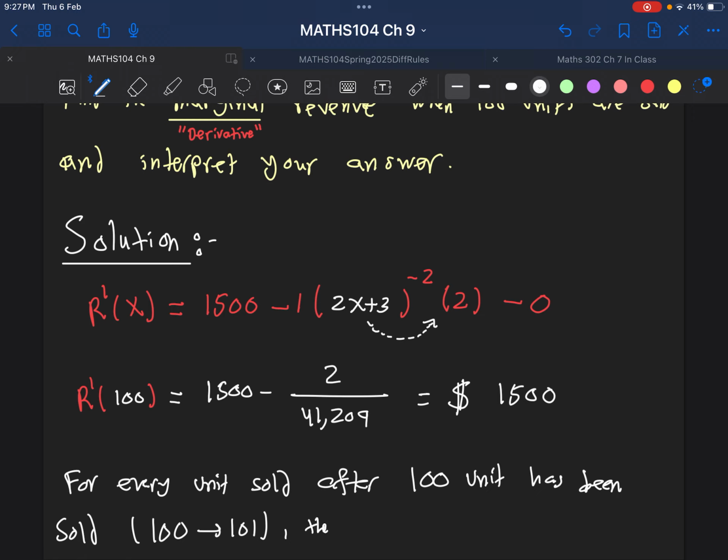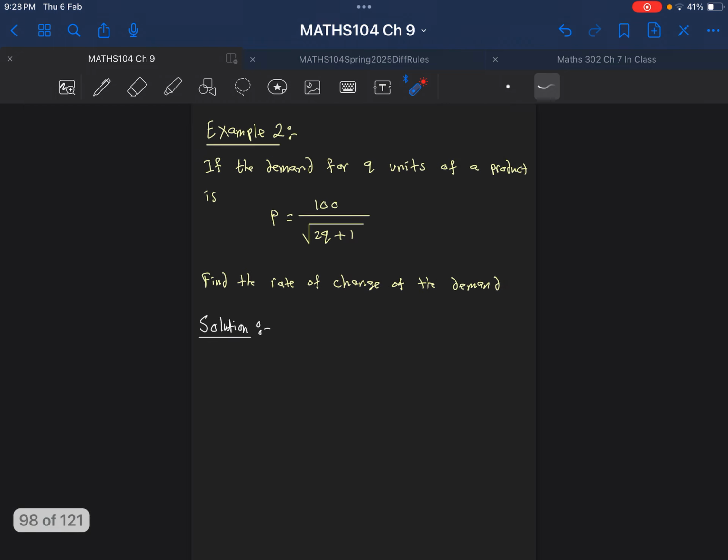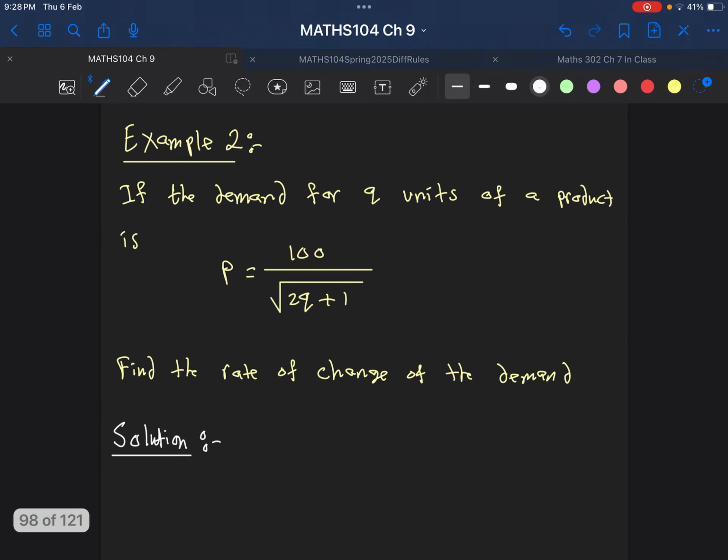So if I go from 100 units to 101, the revenue will increase by $1,500, which means it could be worth it for decision making, to make a decision to buy it. So in this example, we just use the chain rule of taking the -1, subtract 1, keep the inner untouched, and then find the derivative of the inner.